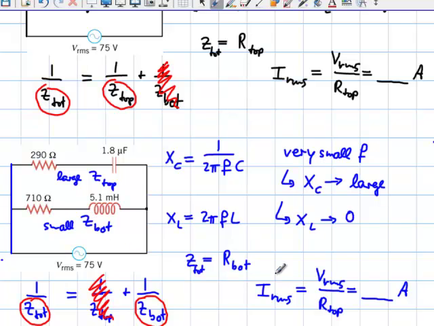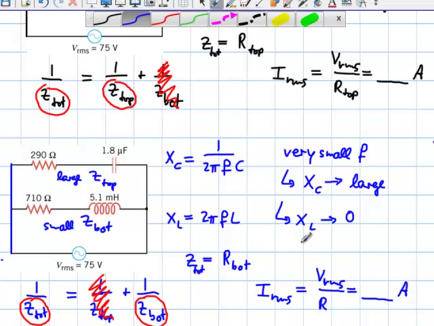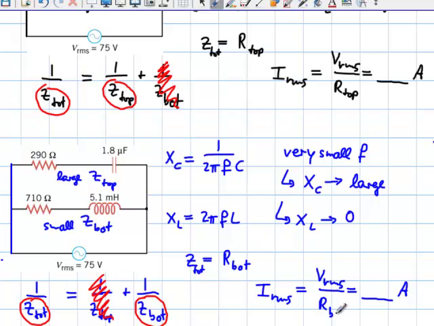The rest is that I forgot to erase one little thing here. This should be reading the bottom, so it's basically going to be 75 volts divided by 710 ohms, which is in the neighborhood of 0.1 amps.